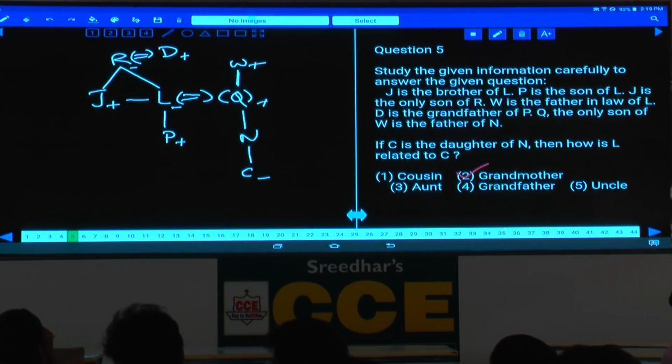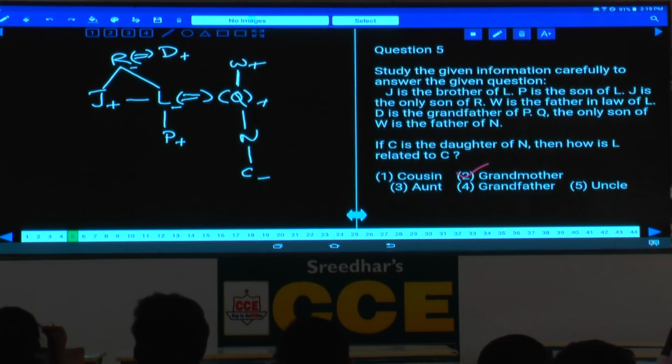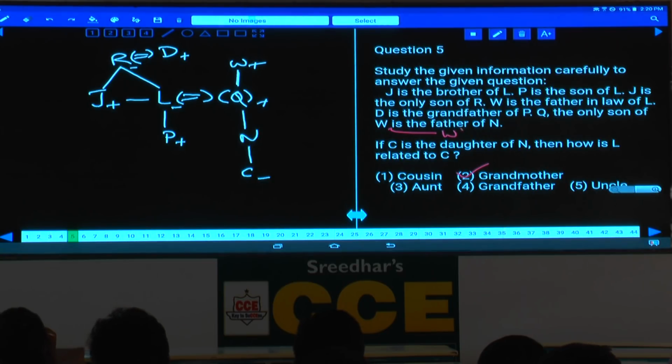Now if C is the daughter of N, in a condition, did we take that? J is the brother of L, P is the son of L, and J is the only son of R. W is the father-in-law of L, and D is the grandfather of P. Q, the only son of W, is the father of N. Now here, Q, the only son of W, who is the father of N? If that word who is there, then we should discuss about W.